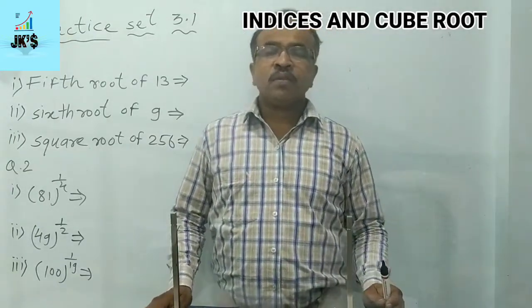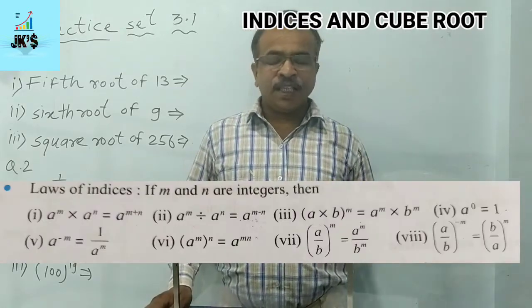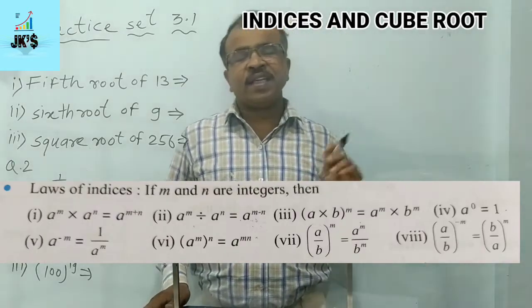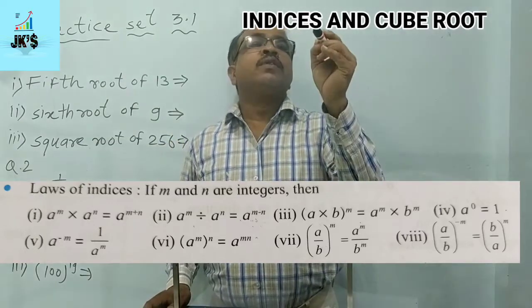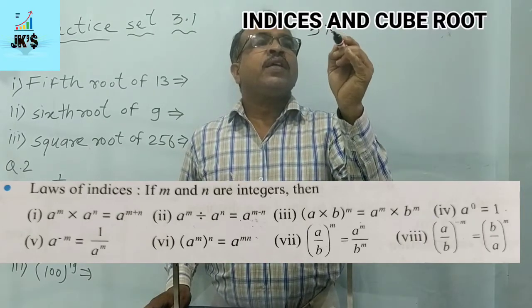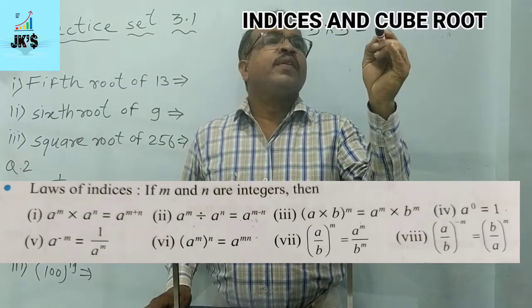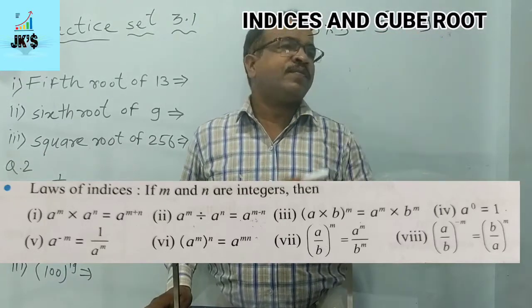Square means when we multiply any number by itself, then the product is known as the square of that number. Suppose we consider 3. 3 into 3, that is 3 square. Square of 3 is 9.